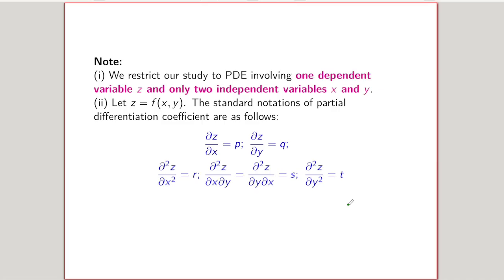There will be first derivative of z with respect to x. It will be denoted by p. First derivative of z with respect to y will be q. Second order partial derivative of z with respect to x will be r. Similarly, s is nothing but first differentiating z with respect to x and then differentiating that term with respect to y. Similarly, you can interchange that also. And dou square z by dou y square will be t. We have to note these notations throughout this video.